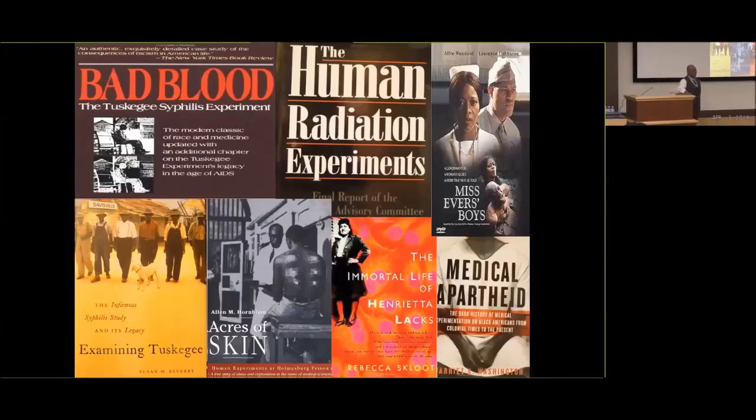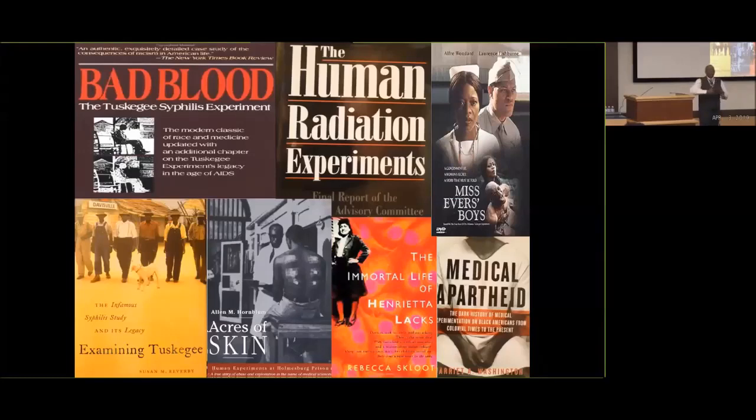It used to be that the general public didn't know about these things, but now they know faster than we do. The book Bad Blood is the definitive history of the Tuskegee syphilis study. But you also see those other titles, the human radiation experiments, Acres of Skin. A lot of the science of dermatology came from the work in the Holmesburg prison in Philadelphia. When the professor scientist walked into the prison yard and saw all the men, he said, acres of skin. That's what he needed for his research.